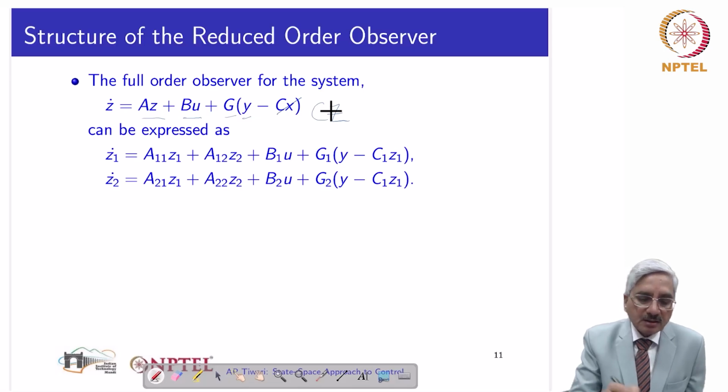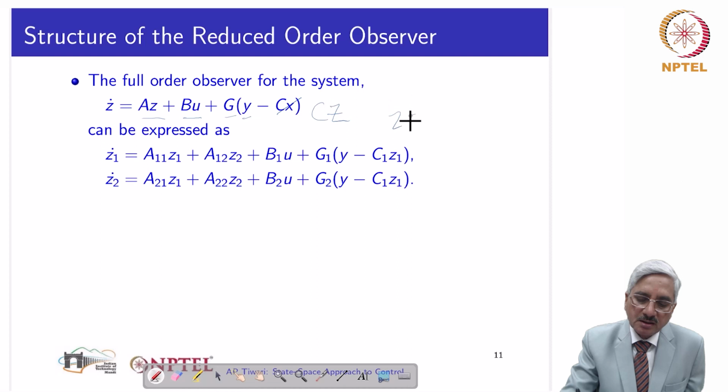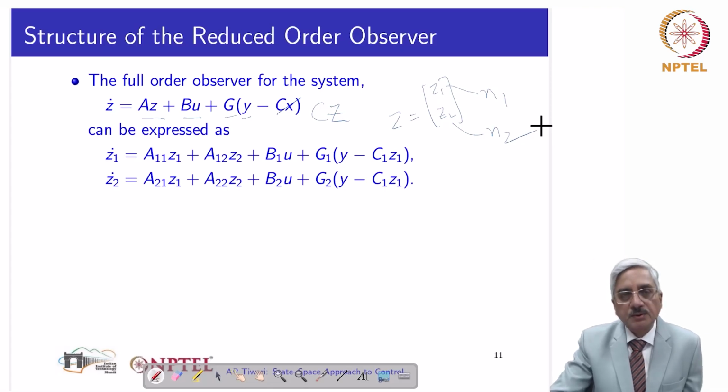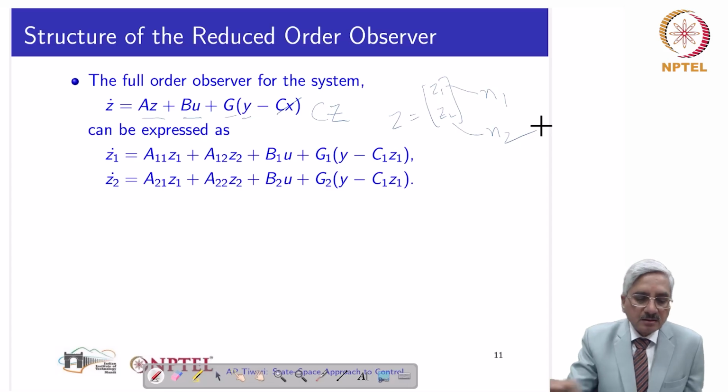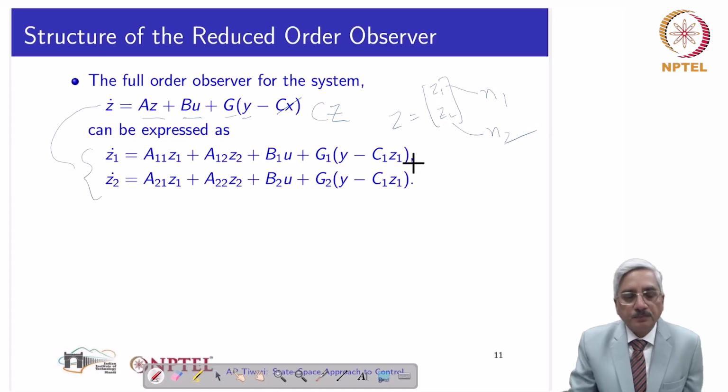And because the state x is partitioned into x1 and x2, similarly we assume that the observer state z is partitioned into z1 and z2. z is z1, z2, where z1 is of order n1 and z2 is of dimension n2, exactly corresponding to states x1 and x2.